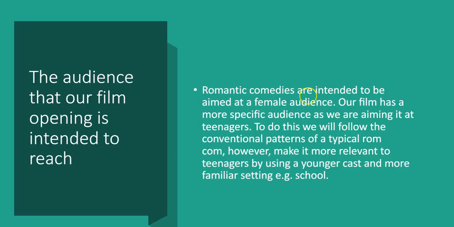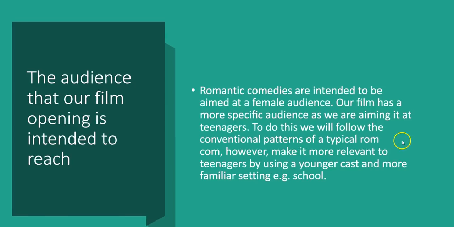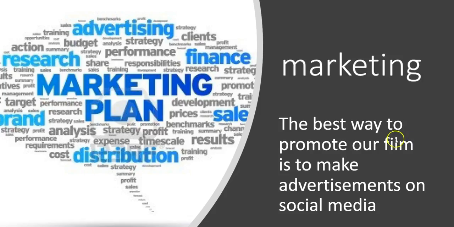The audience that our film opening is intended to reach. Romantic comedies are intended to be aimed at a female audience. Our film has a more specific audience, as we are aiming it at teenagers. To do this, we will follow the conventional patterns of a typical rom-com. However, we make it more relevant to teenagers by using a younger cast and more familiar setting, for example, school. For marketing, the best way to promote our film is to make advertisements on social media to reach more people.